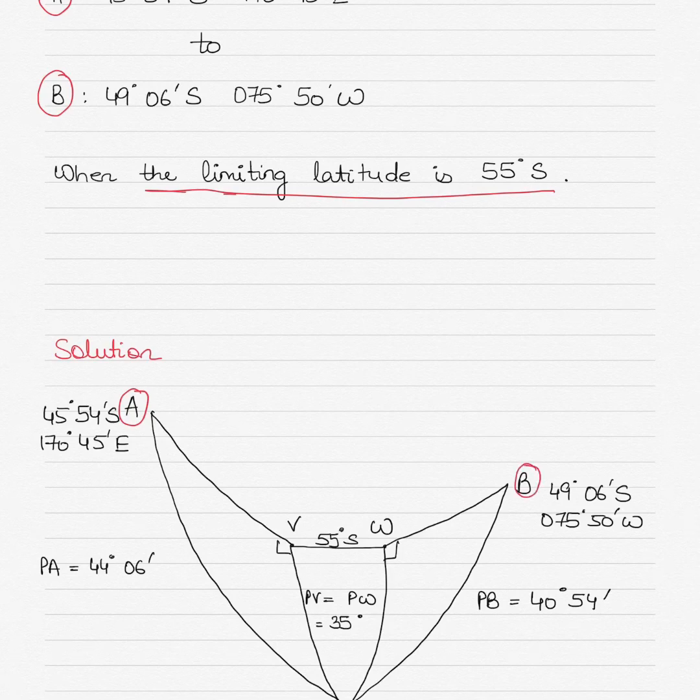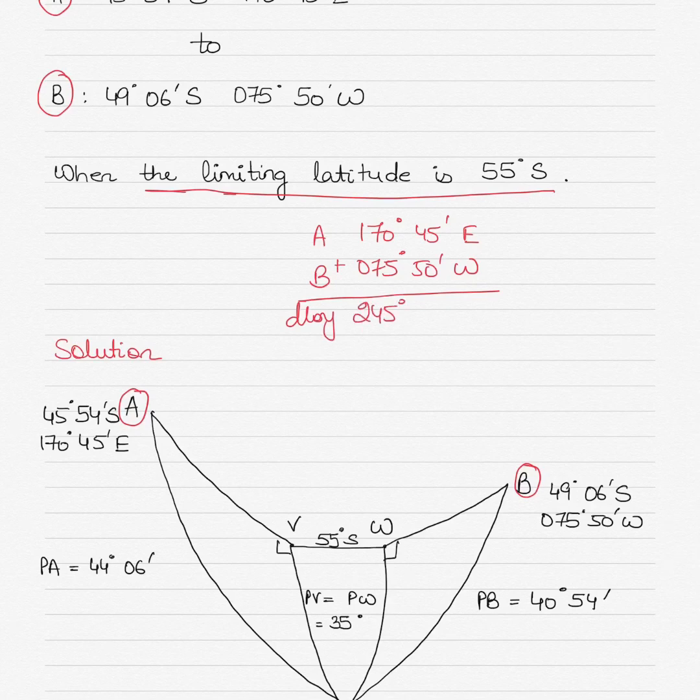To understand how to draw it, you have to figure out the shortest distance between the 2 points. So to do that, just find out the d long between A and B. The d long would be 170 degrees 45 minutes east and 075 degrees 50 minutes west. Now ideally the east should come on the right and the west should come on the left, but because the d long between them has opposite names, you have to add them. If you add them, the d long comes to 246 degrees 35 minutes. So the d long between them would be more than 180.